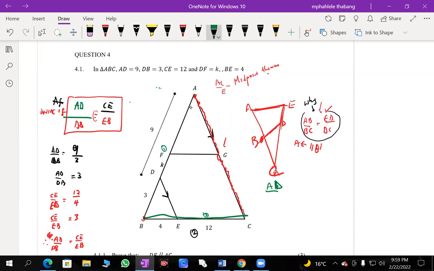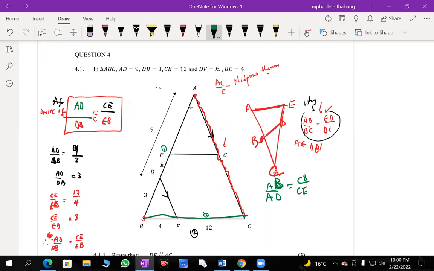AB over AD. That is true. Okay, carry on. Is equal to CB over CE. I think you want to say CB over CE. True. Mathematically accepted.